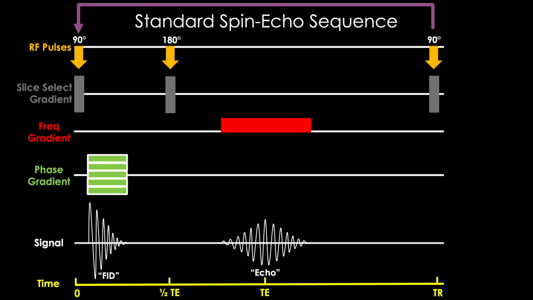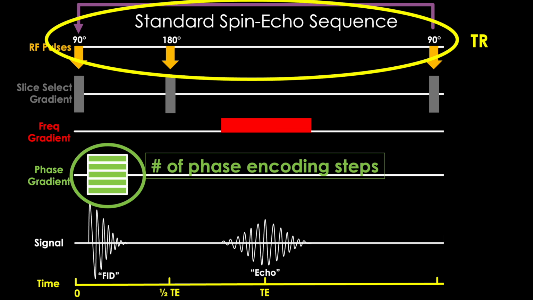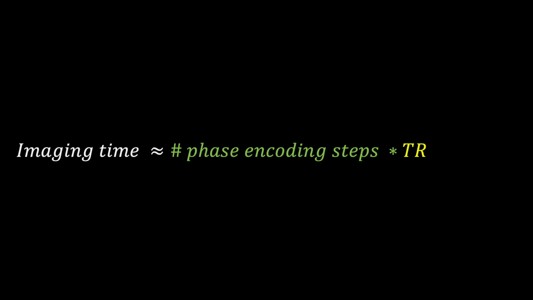If one full cycle here takes time TR to perform, we know our repetition time TR will play a role in imaging time. And one might also ask, how many cycles do we need to perform? Well, we just showed that depends on the number of phase encoding steps we need to perform for the desired picture resolution. So at a minimum, imaging time will be proportional to the number of phase encoding steps we need times the length of time it takes to perform one cycle, the time of repetition or TR.